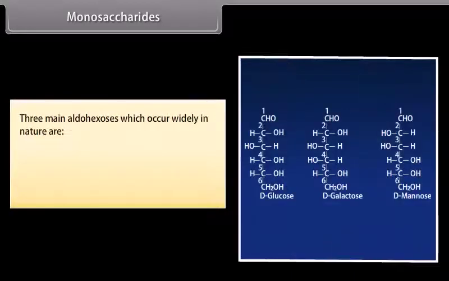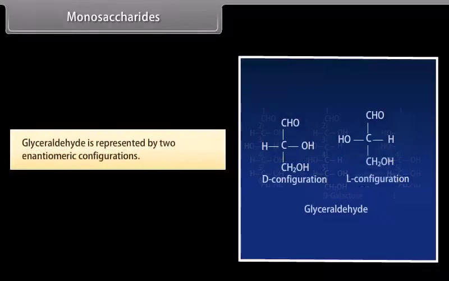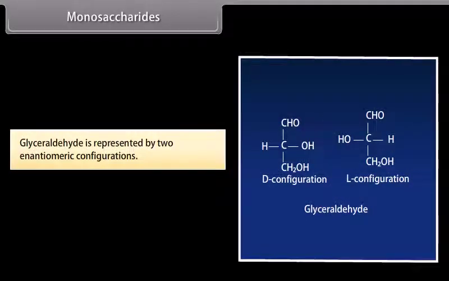Three main aldohexoses which occur widely in nature are D-glucose, D-galactose and D-mannose. The letter D before the name of monosaccharides represents the configuration as derived from glyceraldehyde. Glyceraldehyde is represented by 2 enantiomeric configurations.